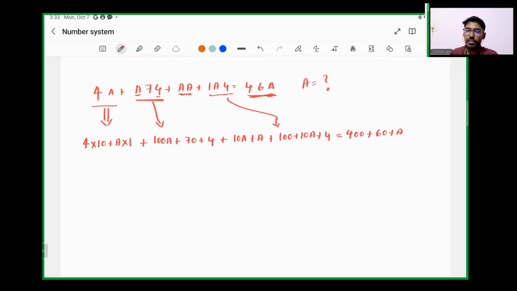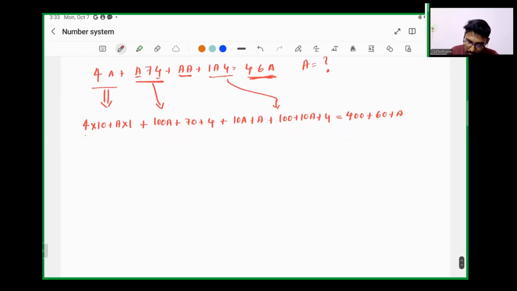But this is more difficult because more calculations are involved here. Okay. So this will become 40 plus a, right? First you add all this: a plus 100a, 101a, plus 10a, 111a, right? Then 112a.